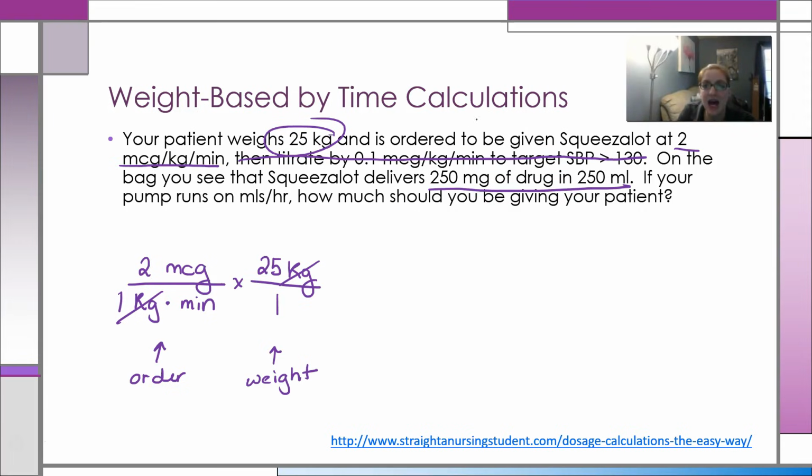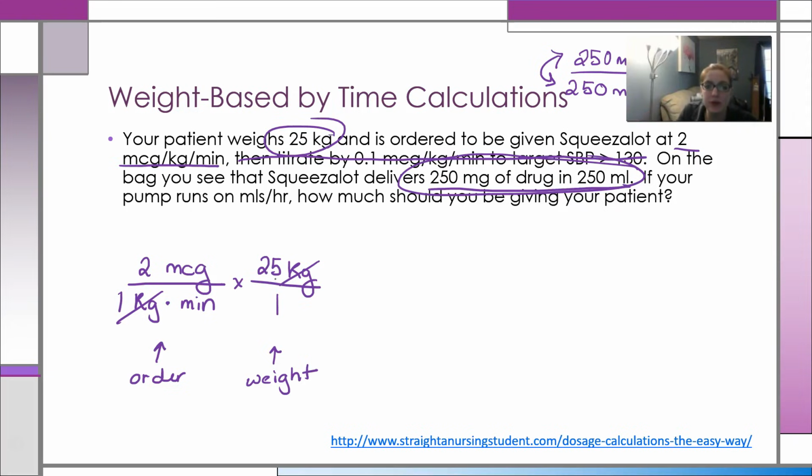Our supply. We need to come up with our supply. Just hanging out right here, 250 milligrams of drug in 250 milliliters. So it's going to look like this. Or, of course, we could flip-flop it. We have to decide where we should put the units. So they should be canceling diagonally. Now, we are currently with micrograms. Is this a problem? And if so, how do we solve it?